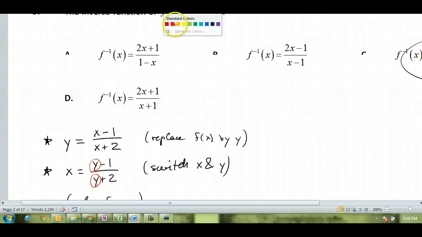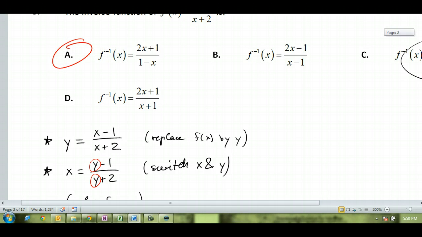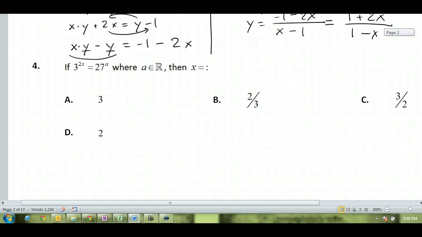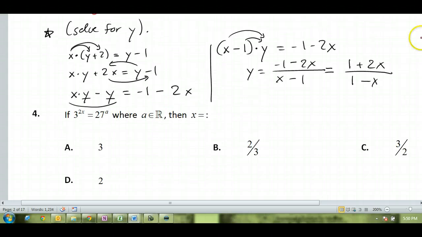Yeah, it's the first one, right? 1 plus 2x over 1 minus x. The answer is A. Let me check again. This going up and down is not really 1 plus 2x over 1 minus x. Yes, because what I didn't tell you is that now you replace y by f minus 1 of x, okay? And this is it. All right.